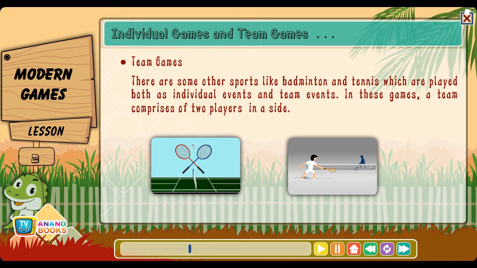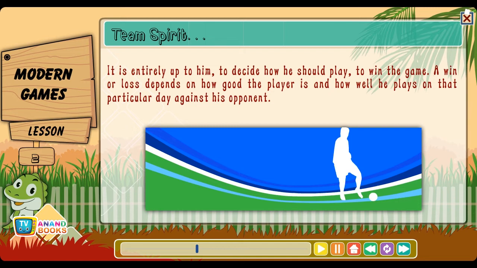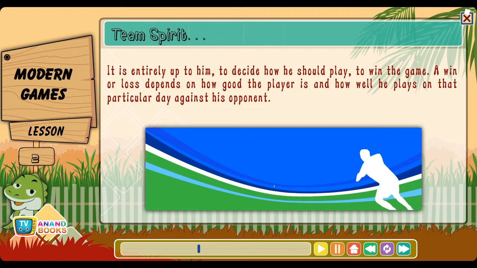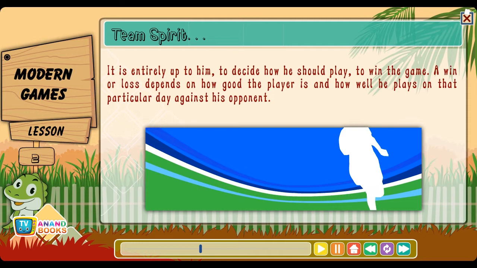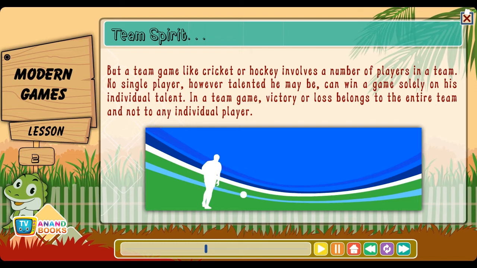Team spirit. In an individual game like chess or wrestling, a player does not depend on other players for winning. He has to depend solely on himself and use all his skills to compete with his opponent. It is entirely up to him to decide how he should play to win the game. A win or loss depends on how good the player is and how well he plays on that particular day against his opponent. But a team game like cricket or hockey involves a number of players in a team. No single player, however talented he may be, can win a game solely on his individual talent. In a team game, victory or loss belongs to the entire team and not to any individual player.